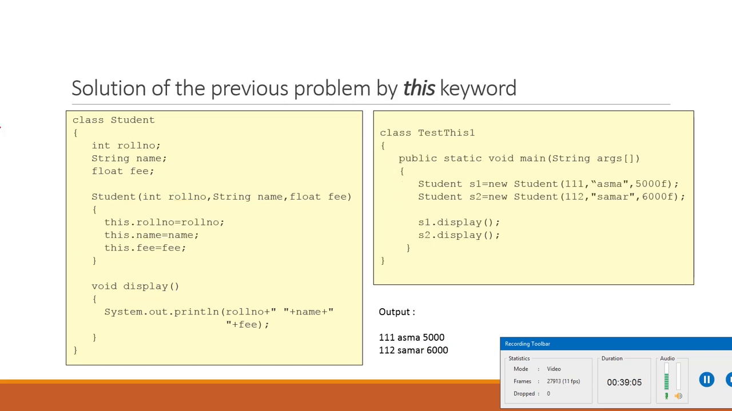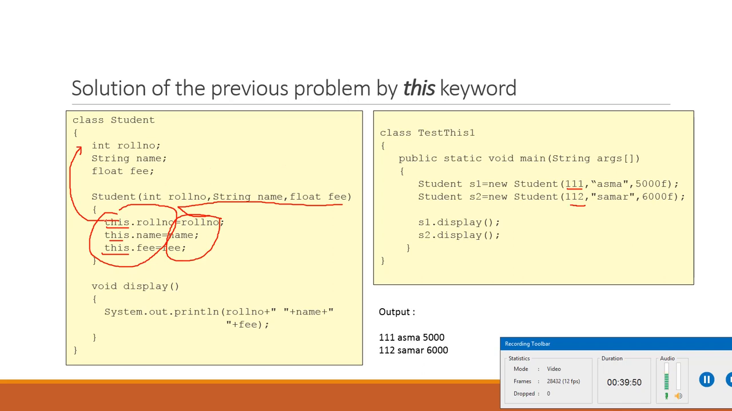So the solution to the previous problem is, on the left hand side in the constructor I have to use the this keyword. Now on the left hand side, when I use this.rollNumber, this.name, this.fee, this specifies that I am referring to the instance variables over here, and on the right hand side it specifies that I am referring to the local variables. So now when I run this program, it will give me the output: first output will be 111 Asma and 5000, and the second output will be 112 Summer and 6000.